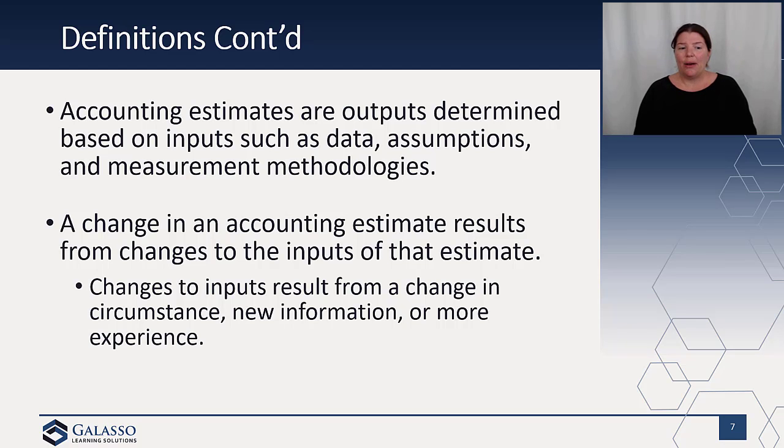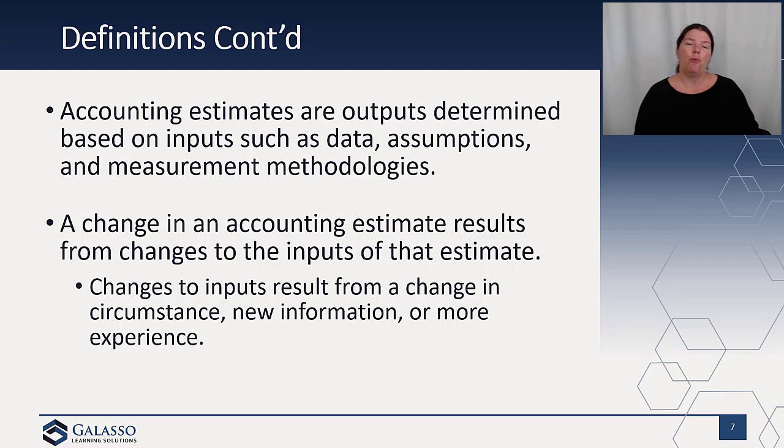Then let's look here at accounting estimates. This is a little bit of a change under the prior standard. We really think about outputs and inputs, but accounting estimates here are outputs determined based on inputs such as data, assumptions, and measurement methodology. So when we think about accounting estimates, these are things that are subject to change, right? So the data can change, the assumptions can change. And so a change in estimate results from the change to the inputs of that estimate.